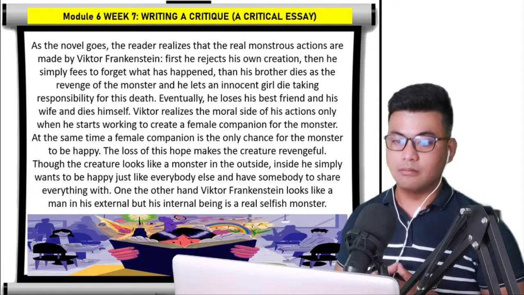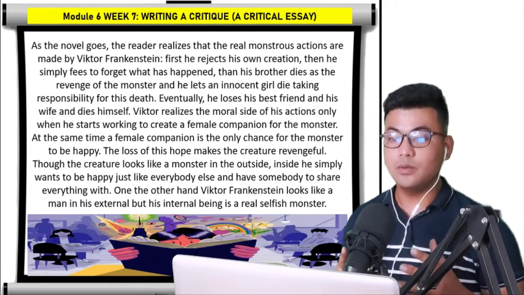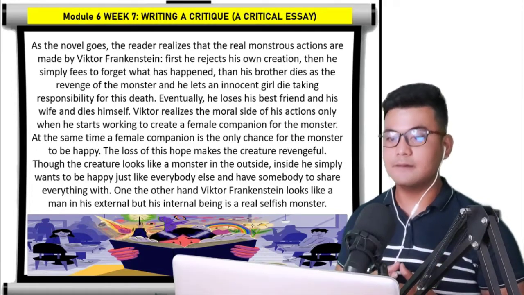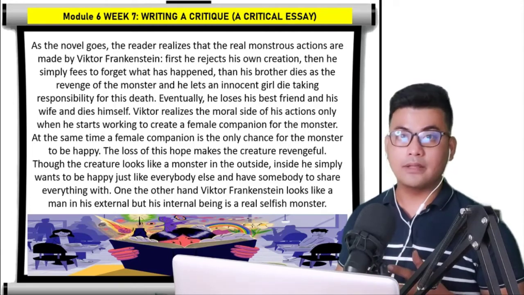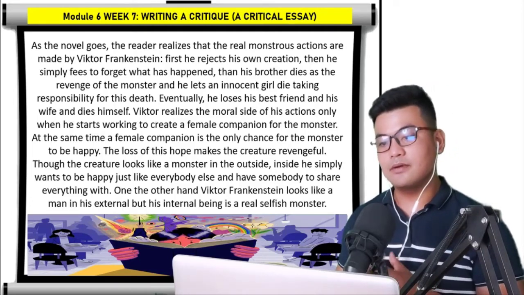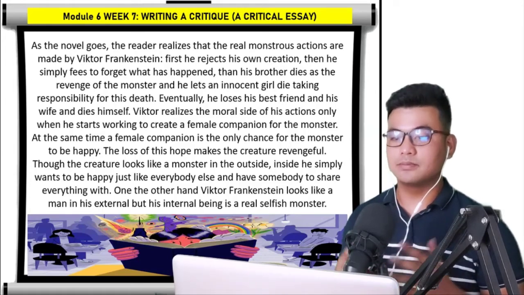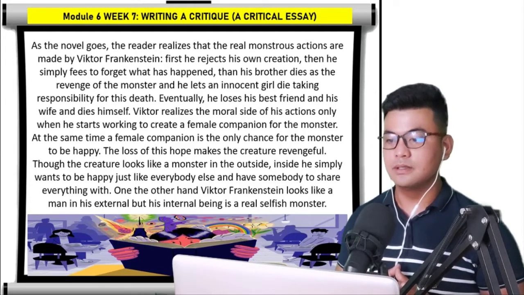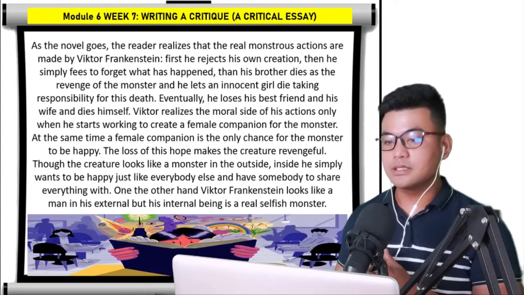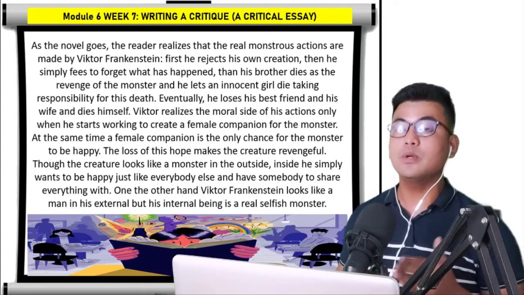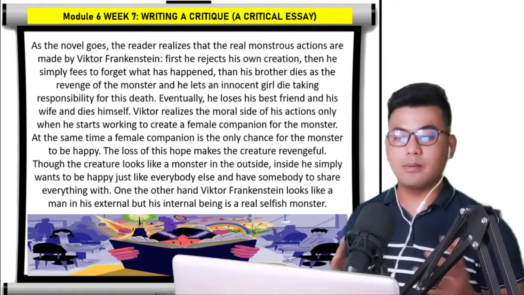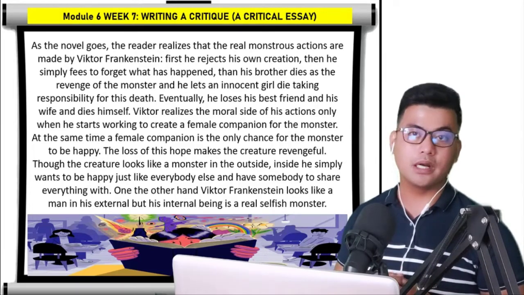Victor realizes the moral side of his actions only when he starts working to create a female companion for the monster. At the same time, a female companion is the only chance for the monster to be happy. The loss of this hope makes the creature revengeful. Though the creature looks like a monster on the outside, inside he simply wants to be happy just like everybody else and have somebody to share everything with.